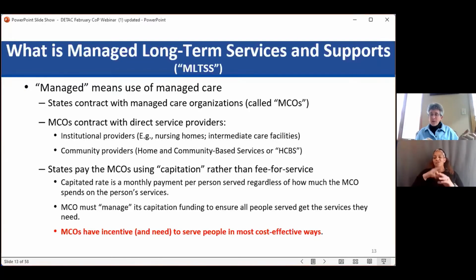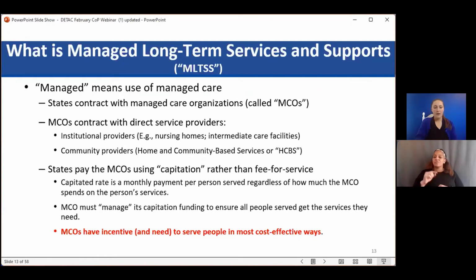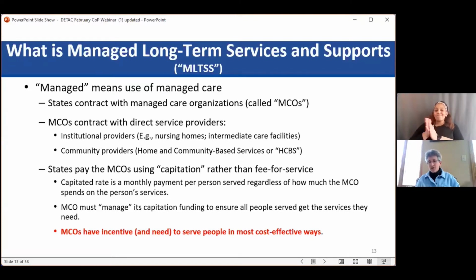Regardless of whether some people, they might spend more than that monthly payment, and for other people, they might spend less. So managed care organizations have a built-in incentive and really a need to be able to serve people in the most cost-effective way. Next slide.